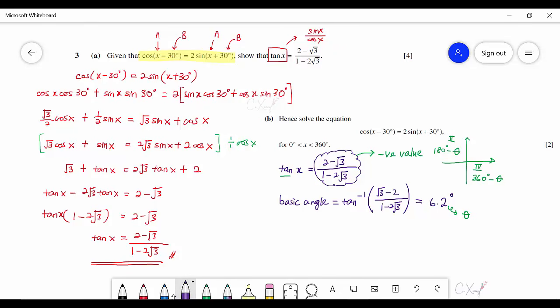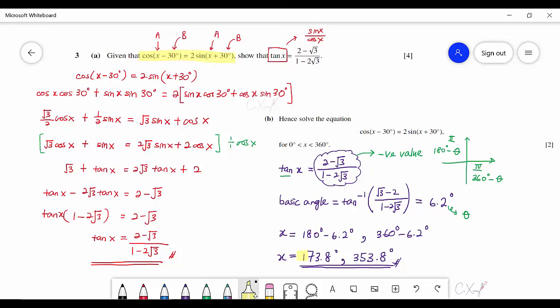And therefore, to get the x, you need to consider the second quadrant and also the fourth quadrant. So the second quadrant will be 180 minus 6.2 degree. Fourth quadrant will be 360 minus 6.2 degree. So eventually, the final answer for the x is 173.8 degree and also 353.8 degree. Okay, so this is how we actually get the value for the x.